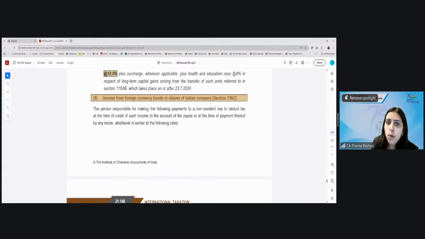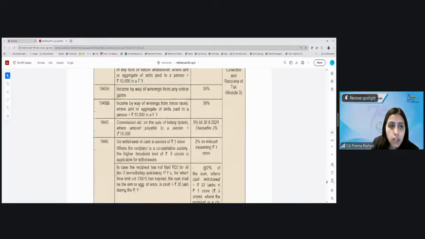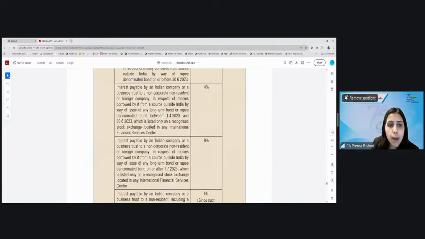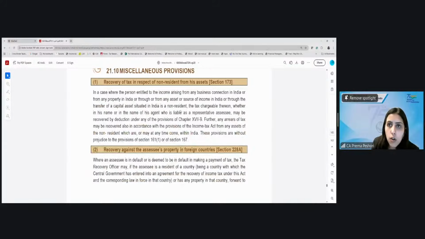Income from foreign currency bonds, this we saw for the ADR, GDR. FIIs, we also saw that. So these are the TDS rates which are applicable in respect of payments made to a non-resident. Okay. Now let us solve few more questions over here from your module itself.